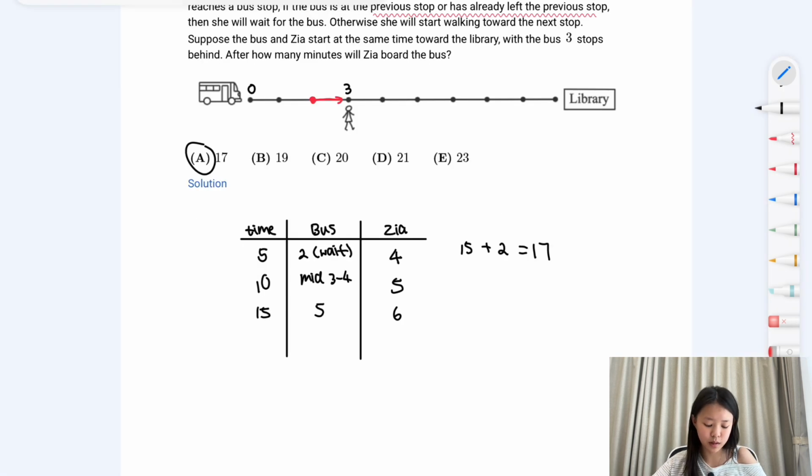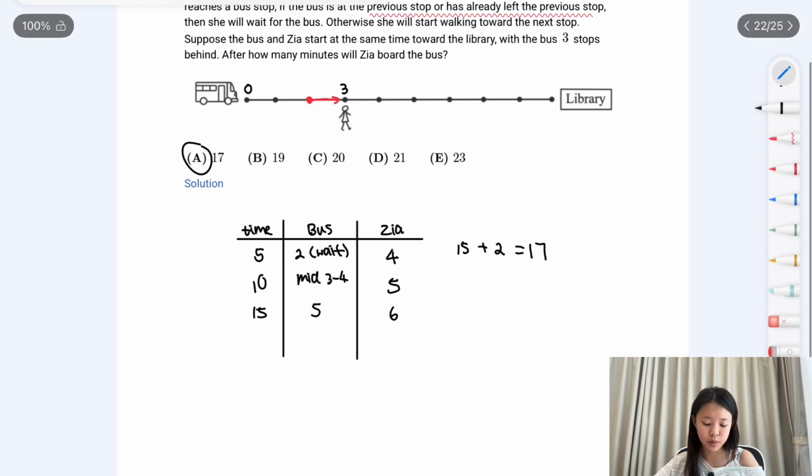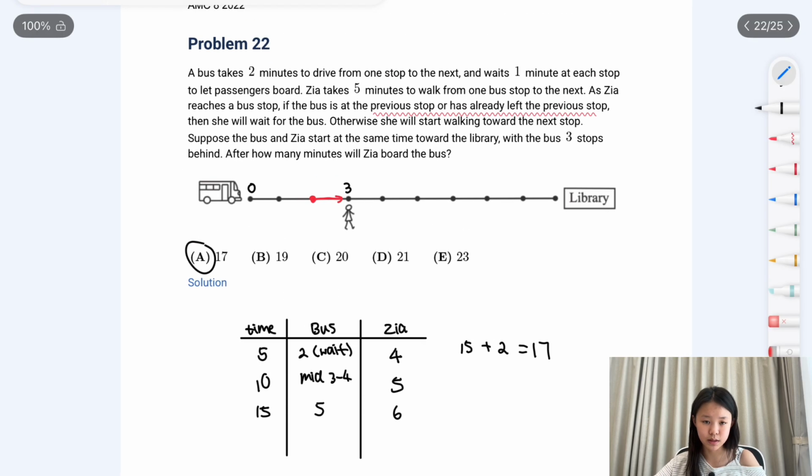So for this problem, since the numbers that it gives us are relatively small, we can just draw a table and simulate what time and what location the bus and Zia will be at.